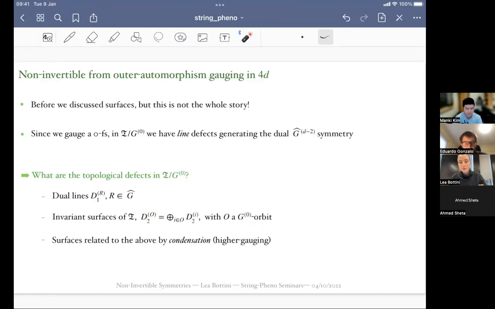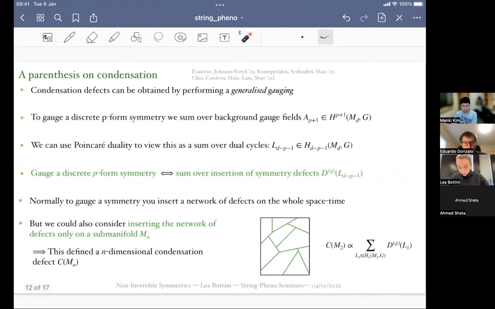And then you have surfaces related to the above by what is called condensation. So I will briefly try to explain it. Condensation defects are obtained by performing what is called a generalized gauging. And the idea is this: for a p-form symmetry, you can introduce background fields. Let's consider a discrete p-form symmetry. You can introduce background fields like for a standard symmetry, and they are given by these p+1 forms that live in this cohomology group. And to gauge the symmetry, you simply sum over these background gauge fields.